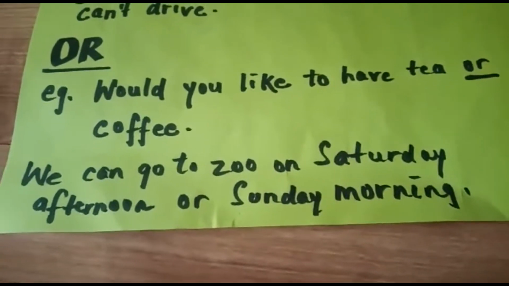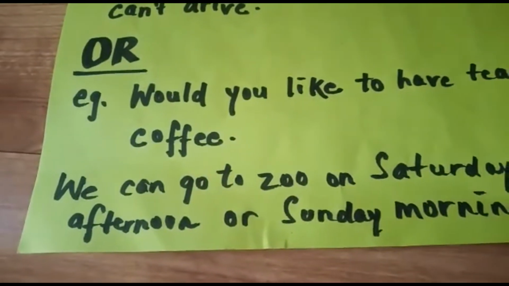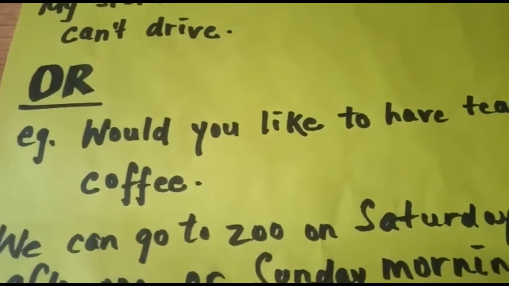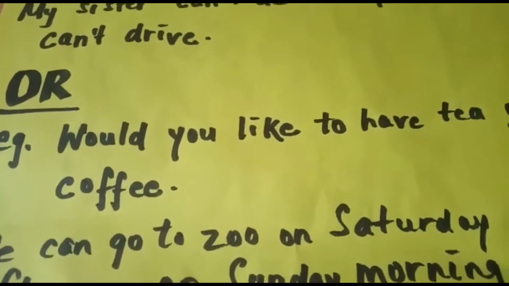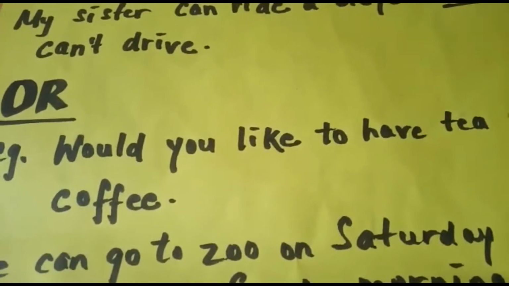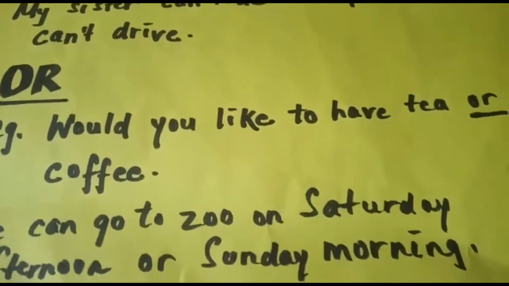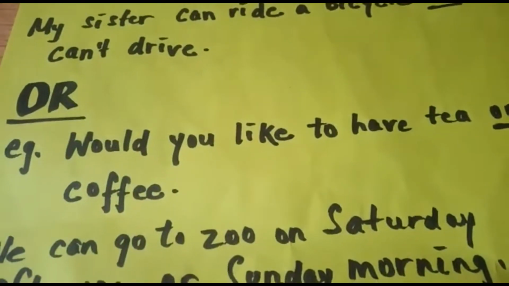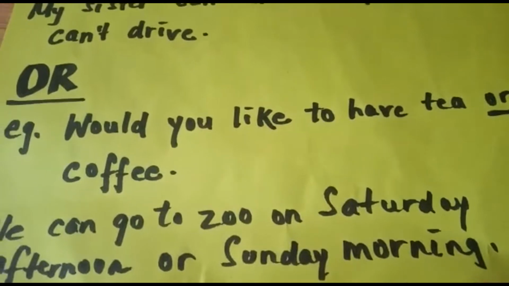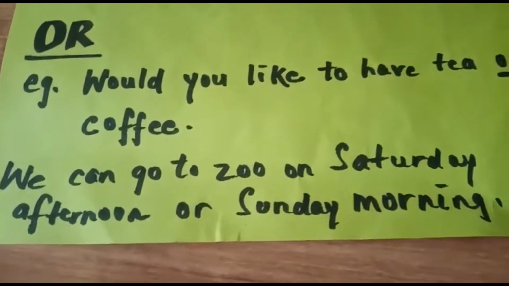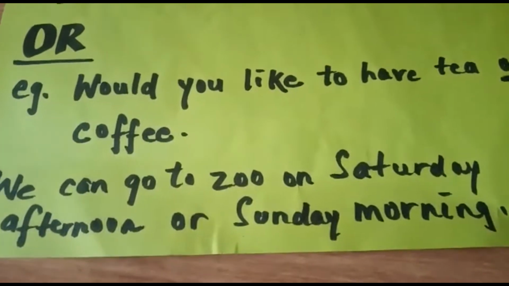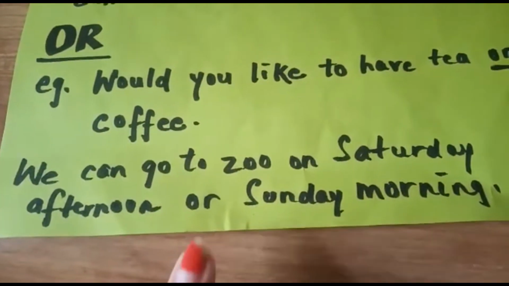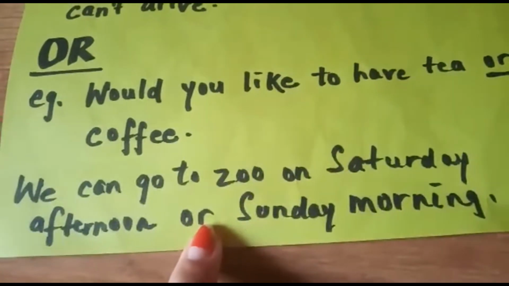Our next conjunction is or. So when do we use or? We use or to introduce an alternative. Okay, when there is a choice, when we want to give some choice to someone. Okay, see the example here. Would you like to have tea or coffee? Okay, so it shows the alternative. Okay, next sentence, we can go to the zoo on Saturday afternoon or Sunday morning. So the word or is a conjunction here and it introduces an alternative.